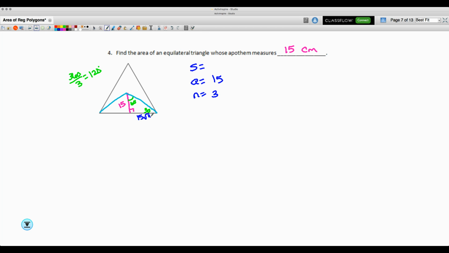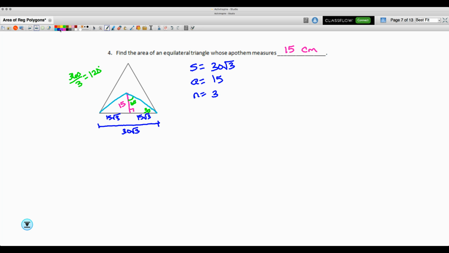15 square root of 3. So if that's 15 square root of 3, what's the length of the whole side? Well, that would be 30 square root of 3, because we know the apothem bisects the base, because this is an isosceles triangle, so when you draw an apothem, you bisect the base. All right, so now we know that's 30 square root of 3.